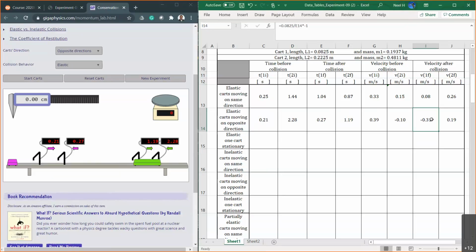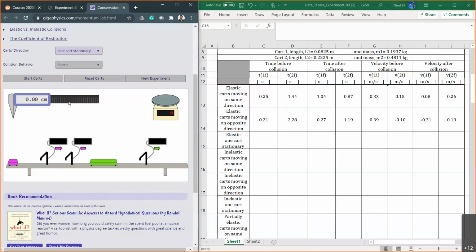All right, then let's continue. Let's take a look at the elastic type collision, but let's keep one cart at rest. To do that, you can reset the carts and then change the cart's direction so one cart is stationary. Then you will see cart number 1 is now stationary. Cart number 2, the green one, is stationary. After we start, you will see cart number 1 will move. And then after collision, both carts will move.